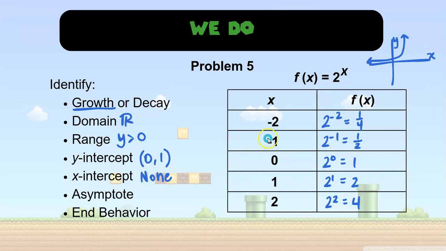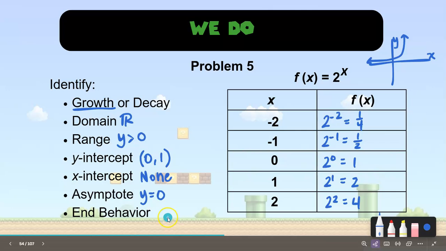Now our asymptote is the line that the graph approaches but never crosses. And in this case, it's going to get very, very close to the x-axis, but it will never cross it. So the asymptote will be at y equals 0.